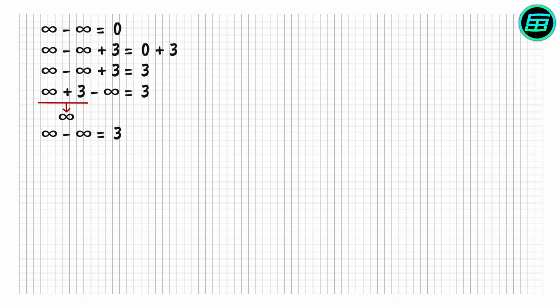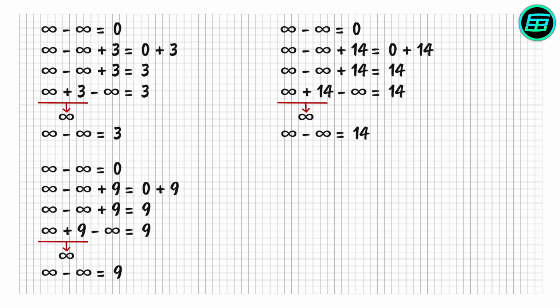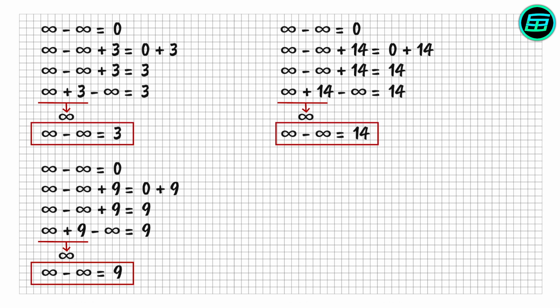Let's assume infinity minus infinity does equal 0 and see why this assumption is wrong. If we add, for example, 3 to both sides, we end up with this equation: infinity minus infinity plus 3 equals 3. Since infinity plus 3 equals infinity, we end up with infinity minus infinity equals 3. When we add different numbers to both sides of the equation, the result of infinity minus infinity changes in every calculation. Mathematically, that can't be true. Therefore, infinity minus infinity is undefined.